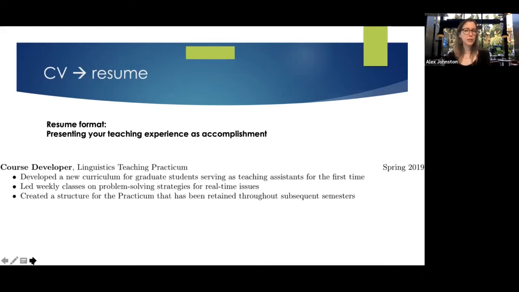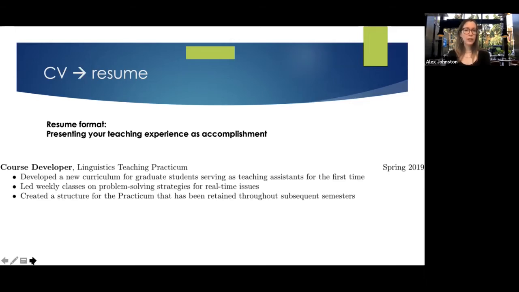Led weekly classes on problem-solving strategies for real-time issues. Well, yeah, that's actually what you do in a teacher training practicum course, for sure. And that's widely transferable to teach people how to solve problems in the workplace for real-time issues. And here you can also see that it's quantified a bit by weekly classes.